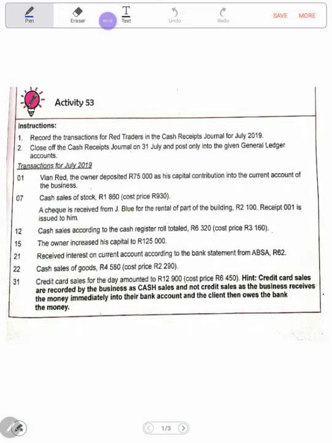So I'm just going to explain activity 53 to you, and then I will be explaining activity 54. Please make sure that you mark week 1's work. The memo is attached on D6.